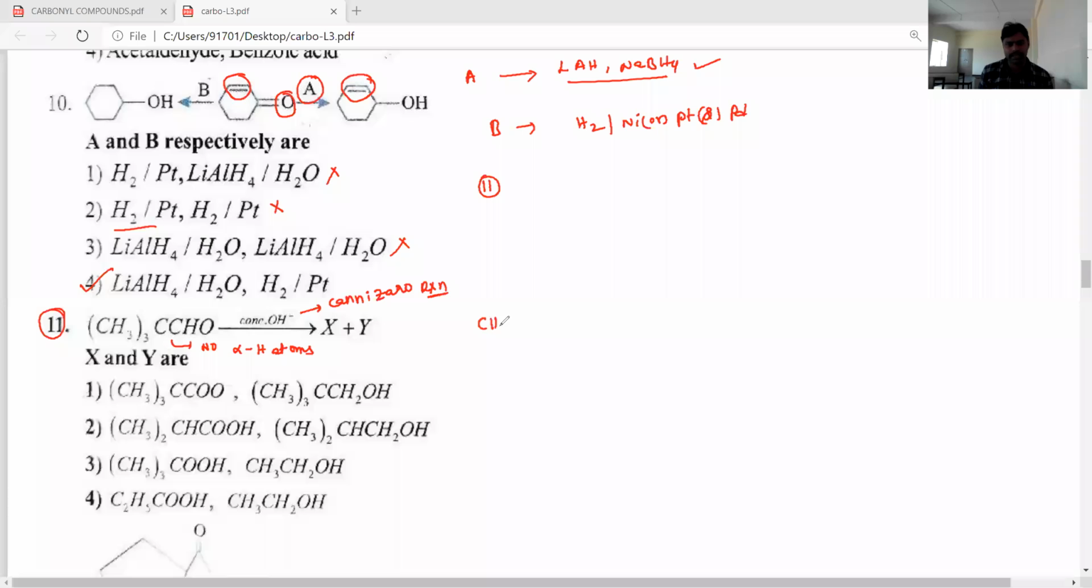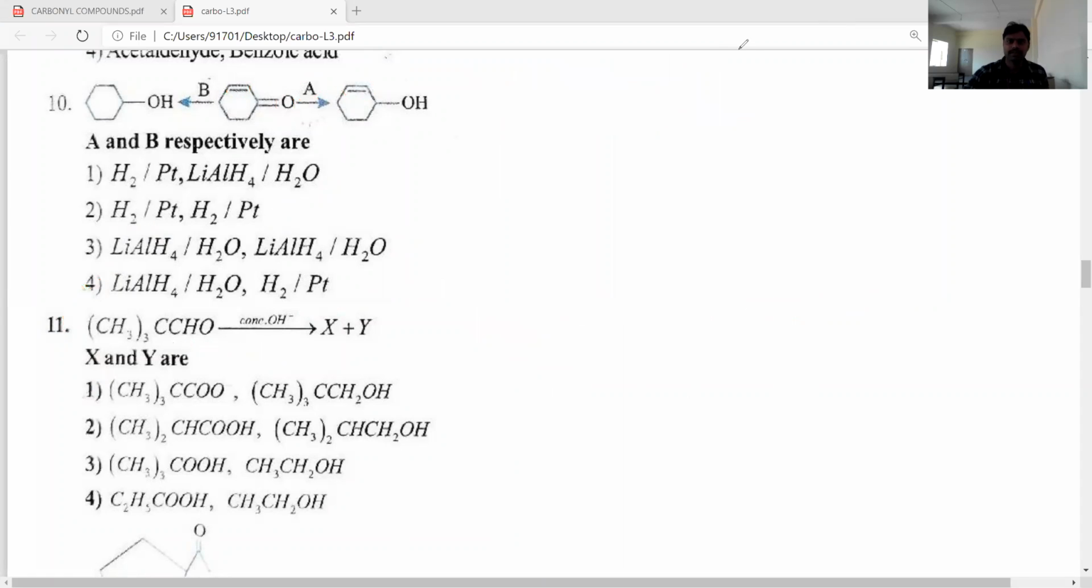The products are (CH3)3C–COO minus plus (CH3)3C–CH2OH, alcohol. One is acid, the second one is alcohol: carboxylate ion and alcohol. So the answer is the first option, because OH minus followed by hydrolysis gives carboxylic acid and alcohol. So the first option is correct. Okay, students.